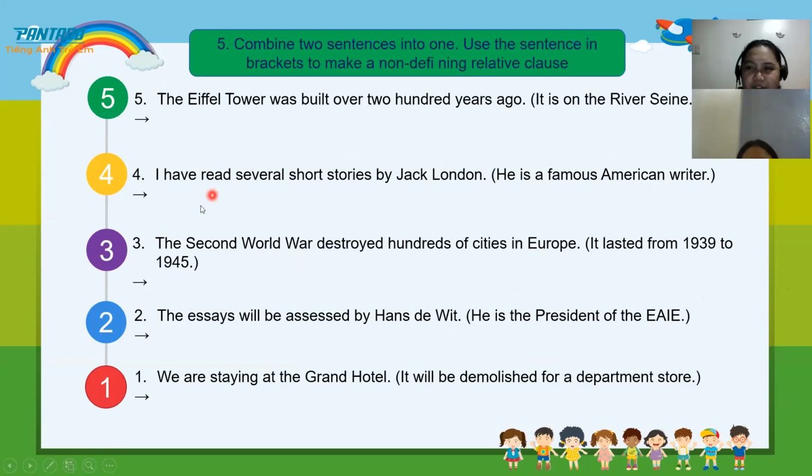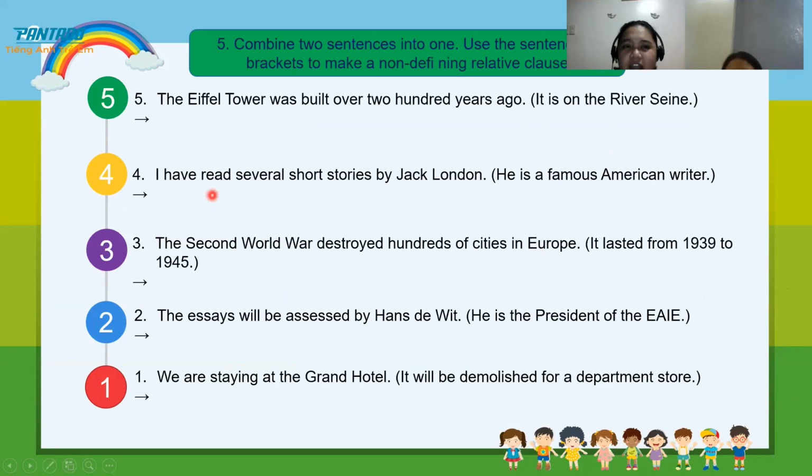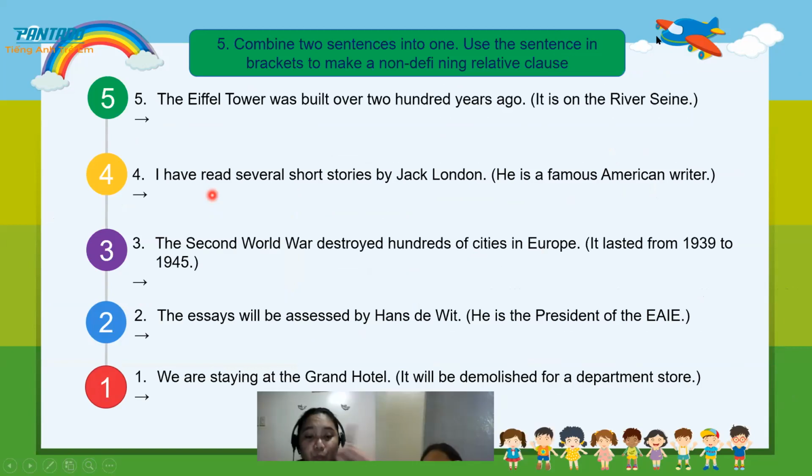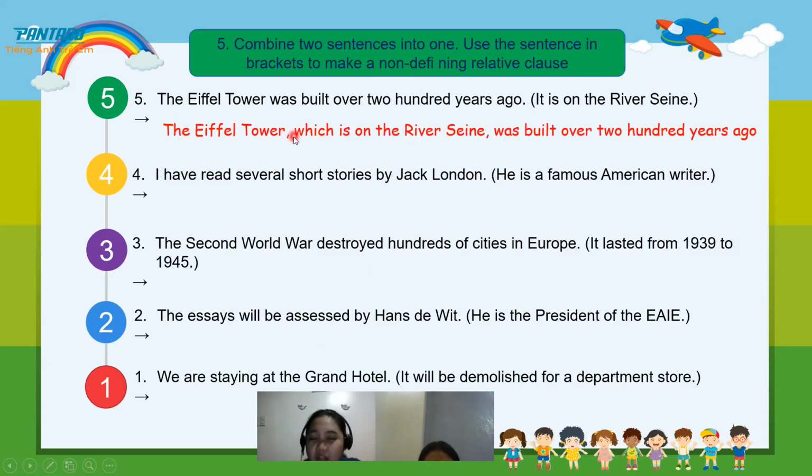Okay, all right. Another activity: combine two sentences into one. Use the sentence in brackets to make a non-defining relative clause. So I'm going to give you an example. The Eiffel Tower was built over 200 years ago. It is on the river Seine. The Eiffel Tower, comma, which is on the river Seine, comma, was built over 200 years ago.